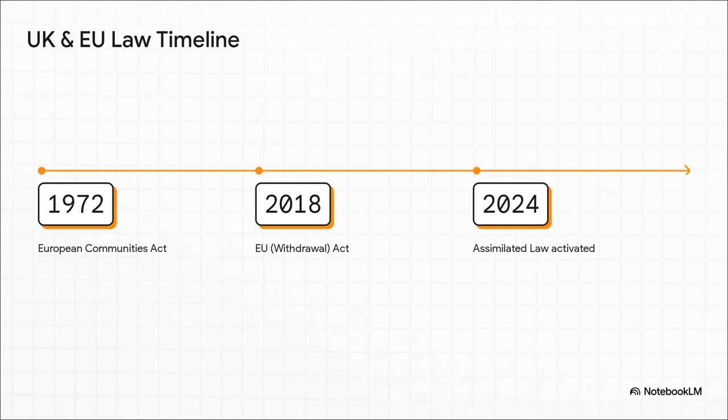We started back in 1972 with the European Communities Act, which originally embedded EU law into the UK. Then, of course, came Brexit. The Westminster Parliament passed the EU Withdrawal Act in 2018. Now, what this act did was fundamentally take a snapshot of almost all EU law as it applied at 11 p.m. on December 31, 2020, and made it domestic UK law, branding it retained EU law. Fast forward to the start of 2024, and under the new Retained EU Law Act 2023, this entire body of law officially became known as assimilated law.